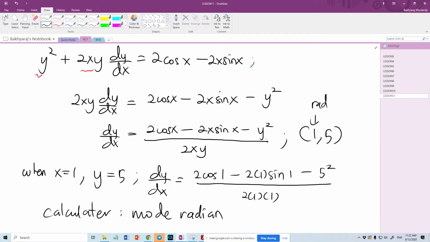When you put in the formula, you will get 2 cos 1 minus 2 sin 1 minus 25 divided by 2. So you will get negative 12.80.